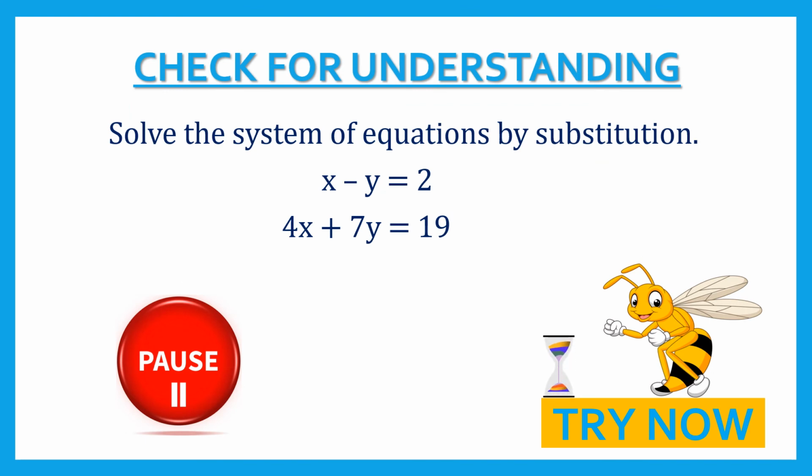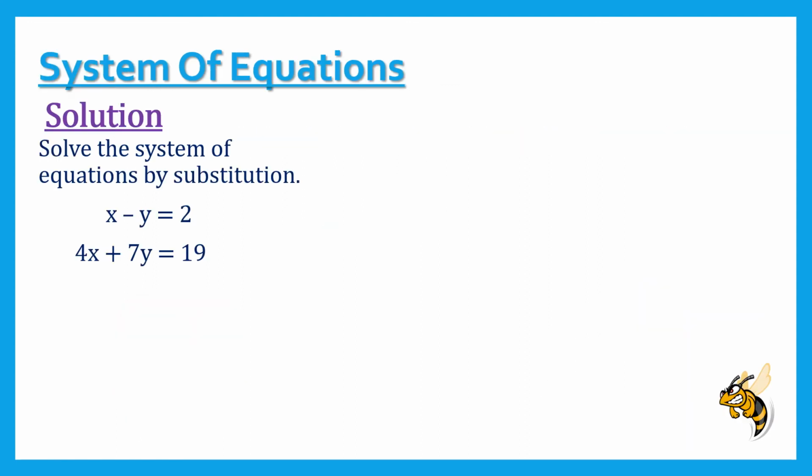Let's go ahead and check for understanding. Solve the system of equations by substitution. x minus y is equal to 2, and 4x plus 7y is equal to 19. Solution. Solve the system of equations by substitution. x minus y equals 2. 4x plus 7y is equal to 19.